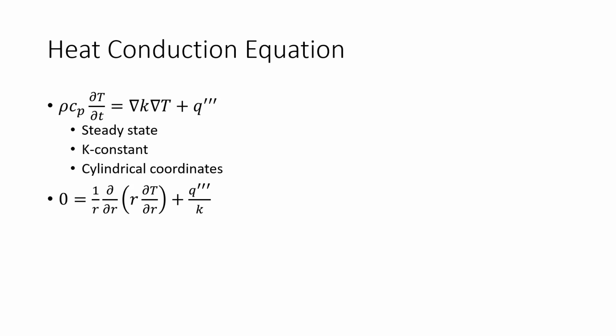That is given by rho Cp ∂T/∂t is equal to the gradient of K gradient T plus q triple prime. This equation can be simplified because we are in steady state with a constant K and we're working in cylindrical coordinates. This equation then simplifies down to 1 over r times ∂/∂r of r ∂T/∂r plus q triple prime over K.